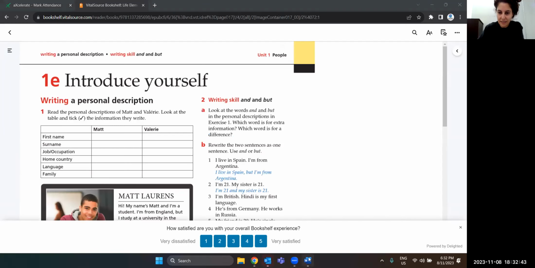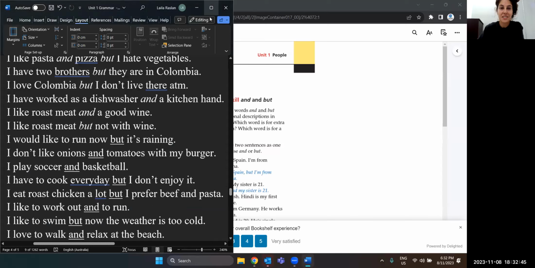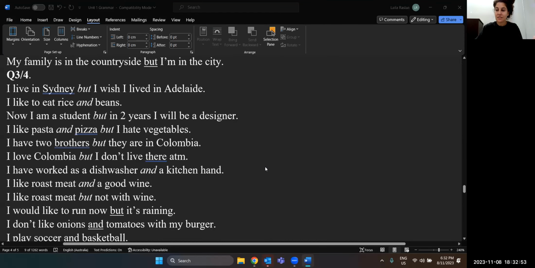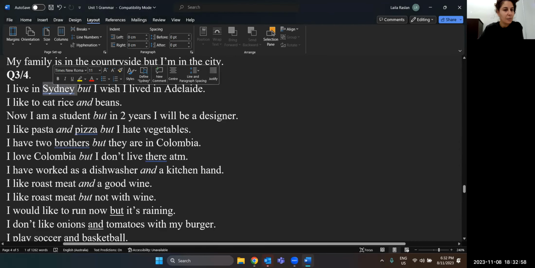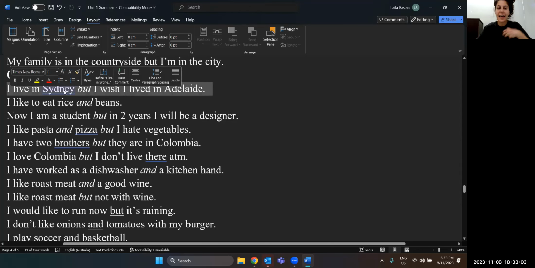And welcome, Clayton. So these were just some examples we had from before. We're looking at writing sentences using and or one with but. So this one is, I live in Sydney, but I wish I lived in Adelaide. Because she's changing. She's not adding information to Sydney. She's not saying, I live in Sydney and I work there and I love Sydney and Sydney is the best. She's not talking about Sydney after. So she said but, because she changed it. But I wish I lived in Adelaide.